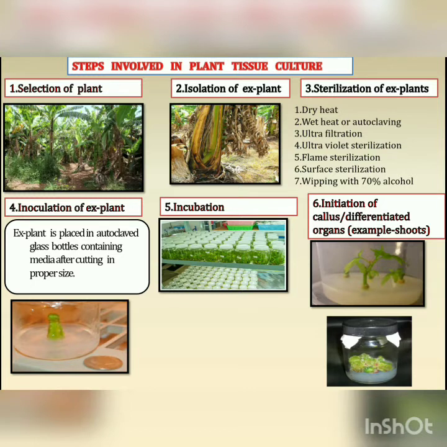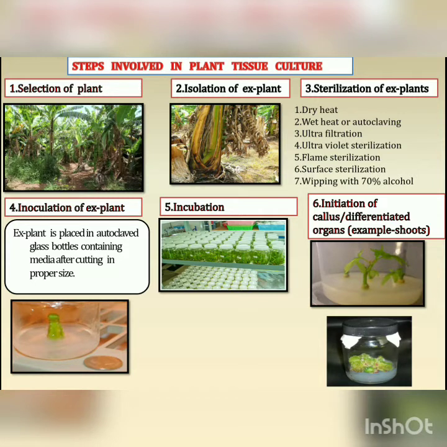So how will we select a plant? When we go to a field and see that there are hundreds, more than hundreds, of banana plants, how can we select a mother plant from which we will take the explant for our further plant tissue culture operation? So we will see the morphological and physiological features. We have to measure the height, we have to see the color, we have to find the healthy plant, and this is the selection of plant.